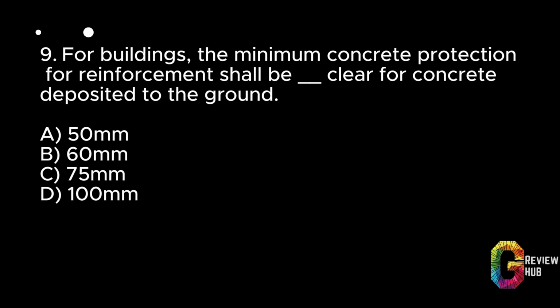9. For buildings, the minimum concrete protection for reinforcement shall be blank clear for concrete deposited to the ground. A. 50 mm. B. 60 mm. C. 75 mm. D. 100 mm. Answer: C. 75 mm.